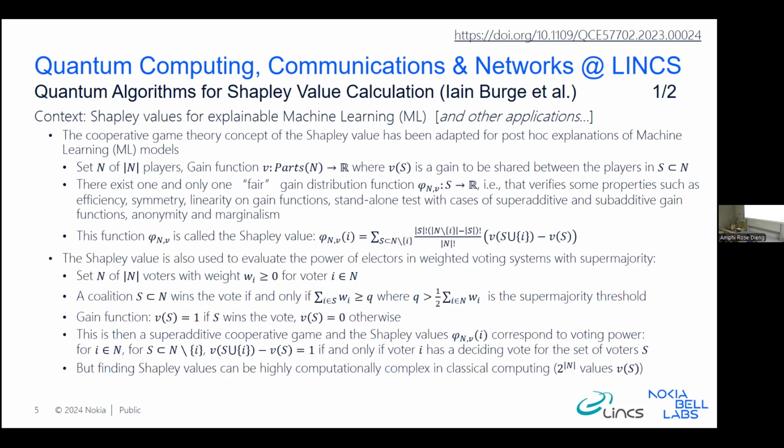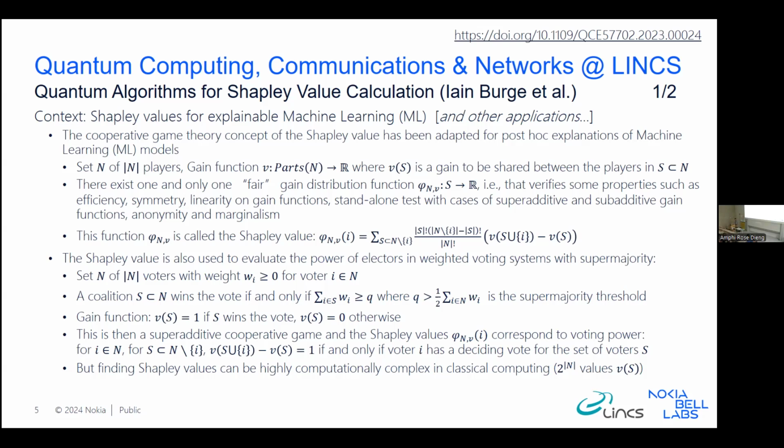What is also interesting, and at least for me it's easier to explain, is voting systems. Imagine a voting system in which the voters have different powers, so different numbers of voting ballots. Then the Shapley value is a way to estimate the power of each voter, depending on the number of votes each voter has. So we have n voters with some weight. It can be an integer or not, but usually it is an integer, the number of ballots each voter has.